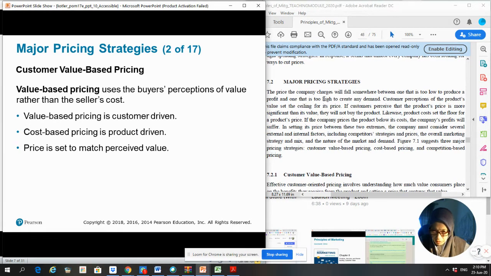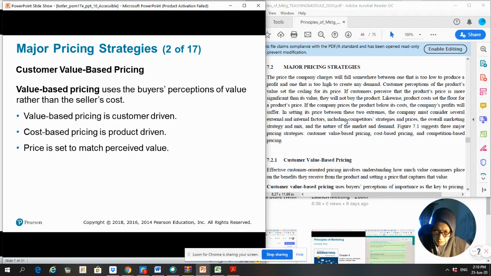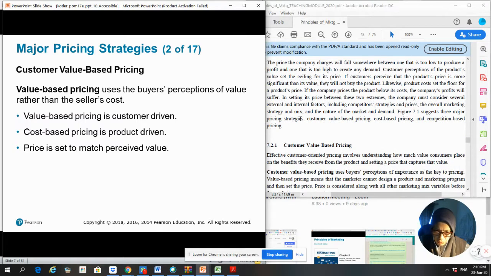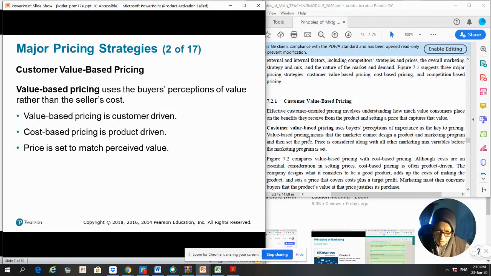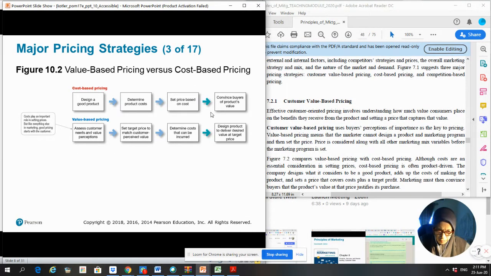In terms of major pricing strategies, the next topic, there are three types of strategies that are basically applied. The first one is customer value based pricing. It involves how customers understand our product, in terms of what they get in return when they pay for something. It's just like when we buy, for example, a Starbucks signature drink, it will cost you around 20 ringgit per cup, right?